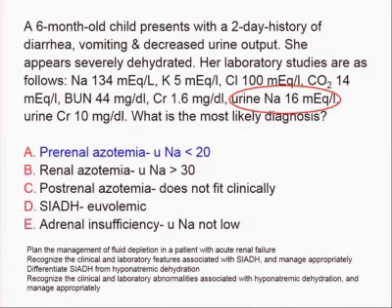And your clue is in your urine sodium. So in pre-renal azotemia, urine sodium is less than 20. The body's trying to hold on to sodium, thereby trying to hold on to water. In post-renal azotemia, it doesn't fit clinically. SIADH, the child would be euvolemic. In this case, the patient is severely dehydrated. In adrenal insufficiency, your urine sodium, again, is not low.